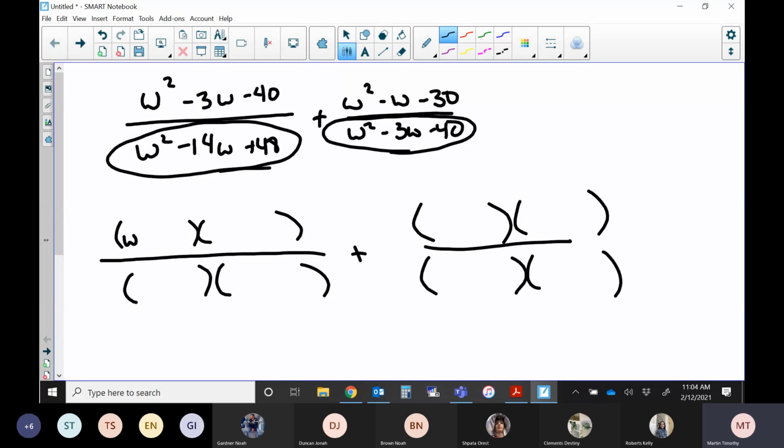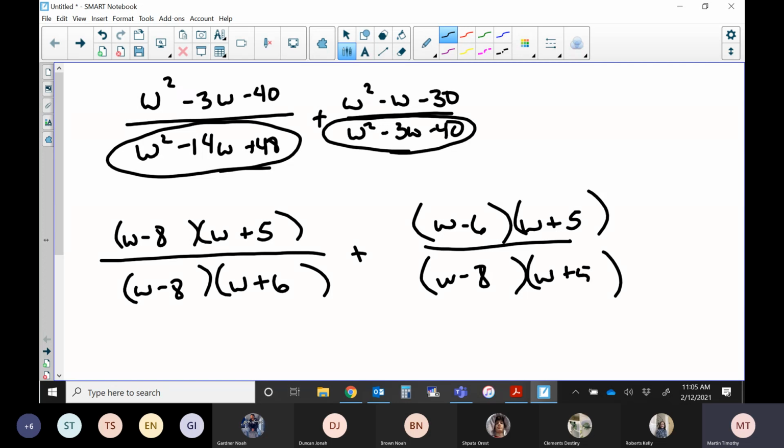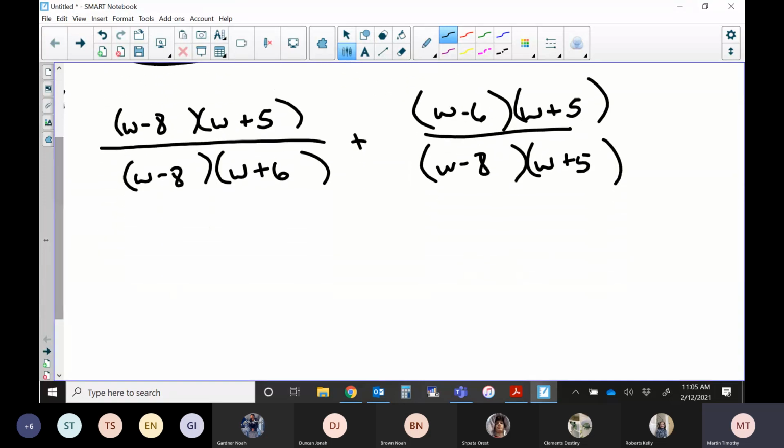So this should be w minus 8, w plus 5. This one should be w minus 8, w plus 6. And this one should be w minus 6, w plus 5. This one is w minus 8, w plus 5. Now, what we're going to look at is canceling out and the least common denominator together to see if it would help us out.